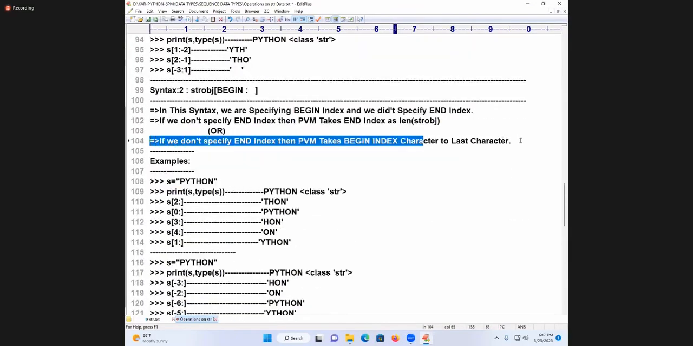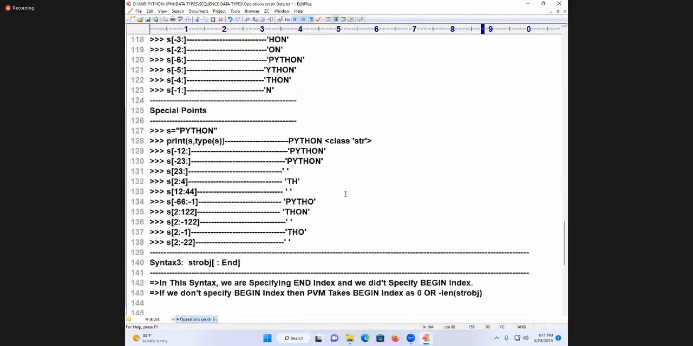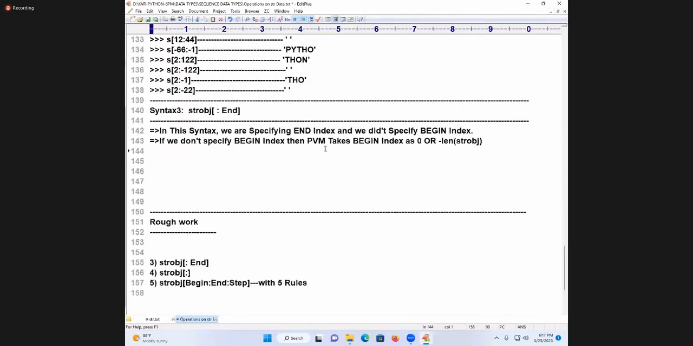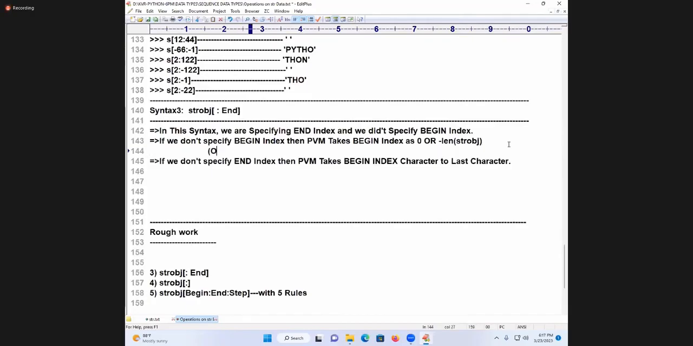Or in other words, I will write it. If we don't specify the begin index, I'm going to write it: begin index. Then PVM takes what? First character to which character? First character to which one?